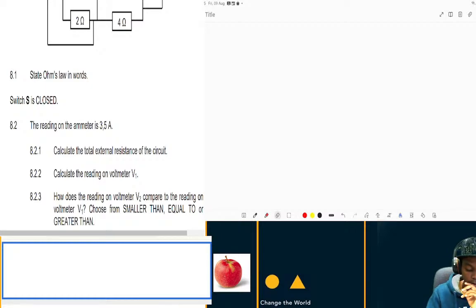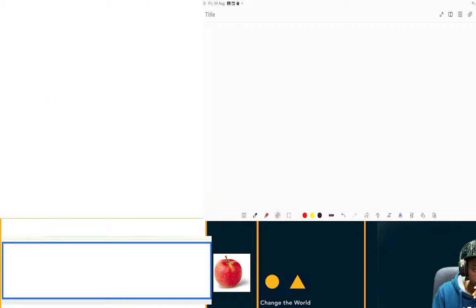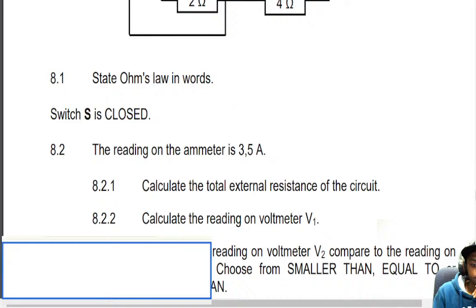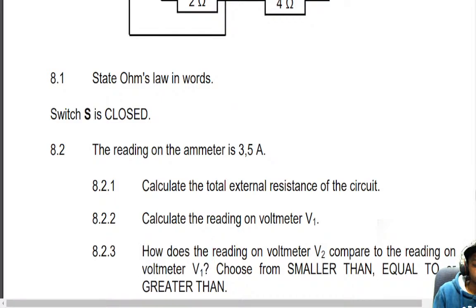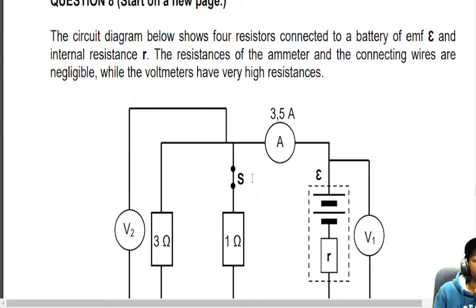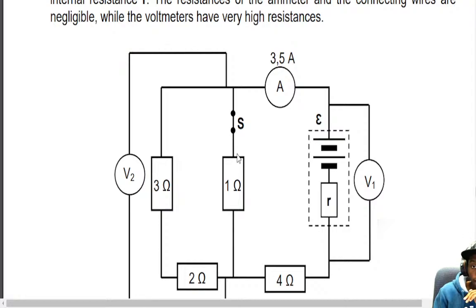Okay. Now let's dive into the questions we have today. They say the circuit diagram below shows 4 resistors connected to a battery of EMF and internal resistance. The resistance of the ammeter and the connecting wires are negligible, while the voltmeters have very high resistance.